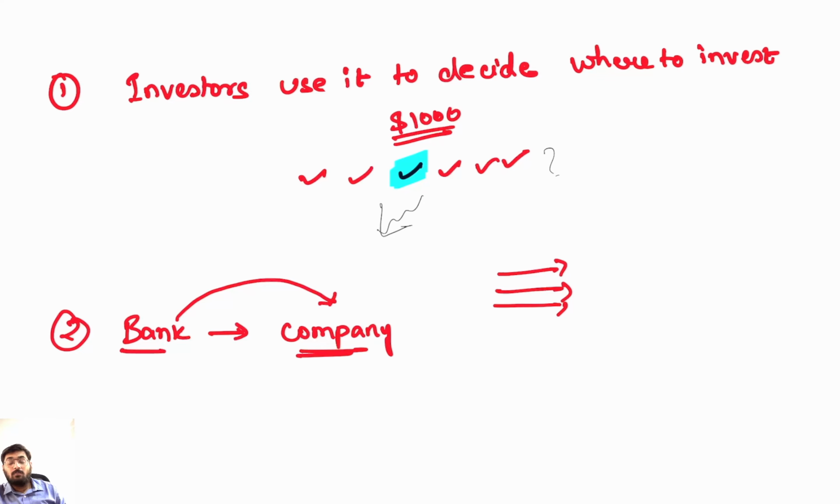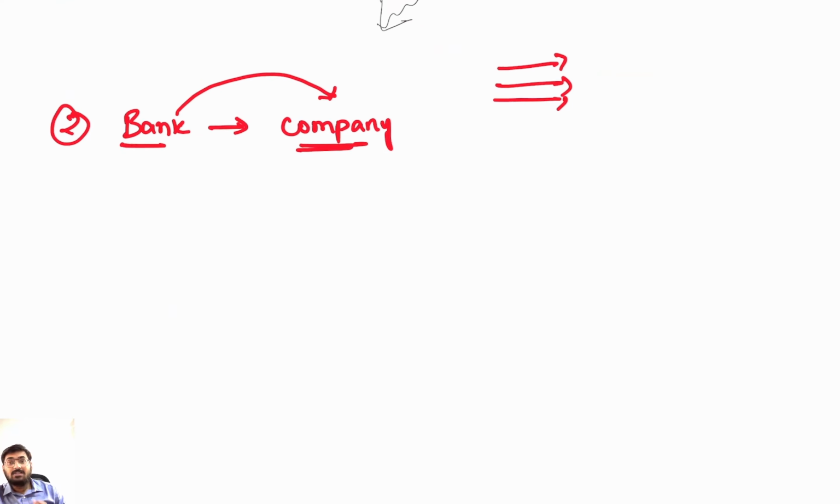Clear? So after checking their financial statement, they will approve the loan and they also decide what interest rate is best for them. If the company is very risky, the interest rate is high. If the company risk is low, the interest rate is also low. Clear?